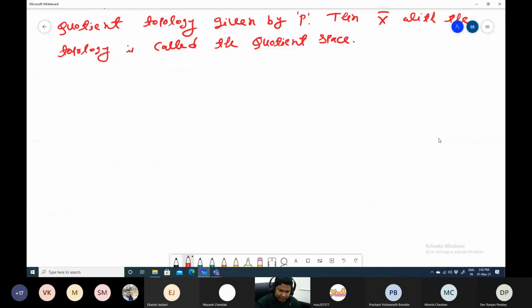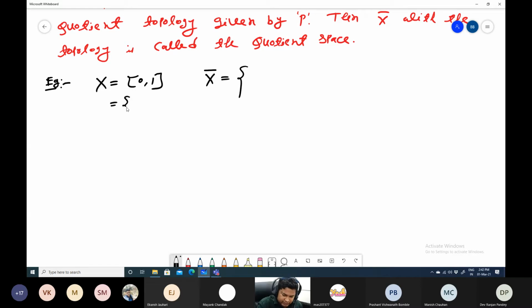Okay, let's take an example. Suppose x is your closed interval [0,1]. Now what is x tilde? X bar, we decide on all the collections like this: all the x such that 0 less than or equal to x less than or equal to 1. So this is the notation. Now what is x bar?